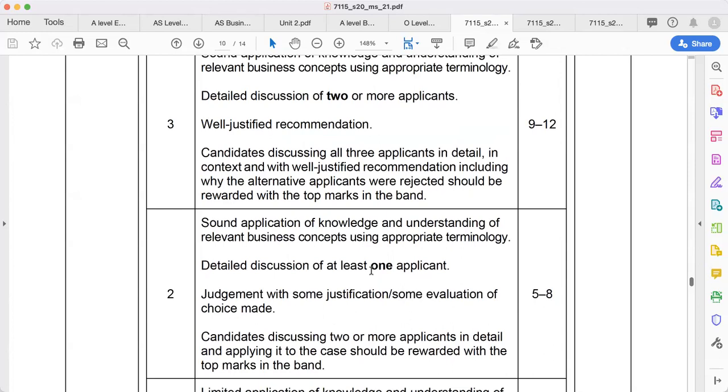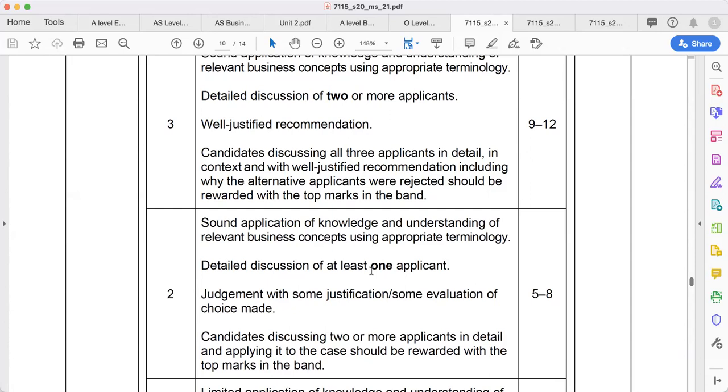Then it comes to level 2. When we give level 2 answer, it means we have done some sound application of knowledge and understanding and relevant business concepts using appropriate terminologies. There is terminology of the business. Now, there is relevant knowledge of the business, for example, workforce planning, for example, recruitment and selection, for example, selection teams and all that. We are using these terminologies inside our answer. It means we are developing our answer in a better way and we are showing our knowledge in a better way.